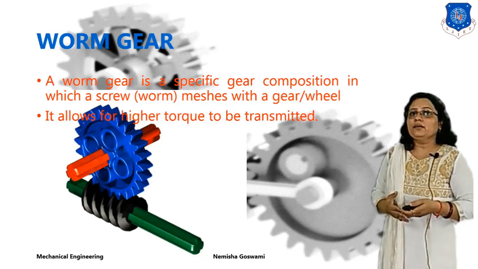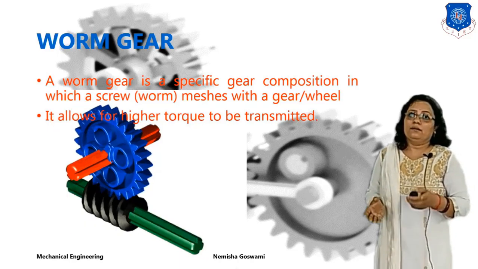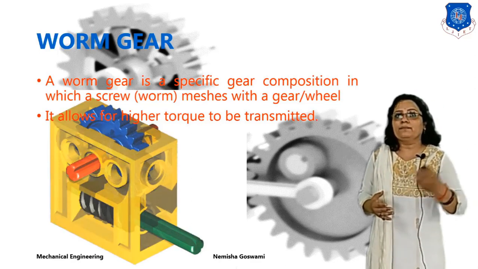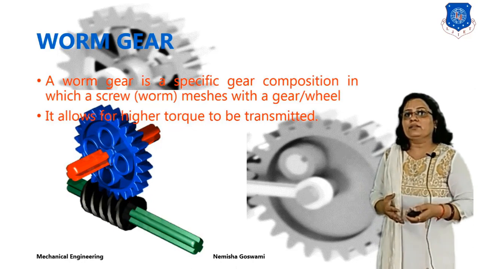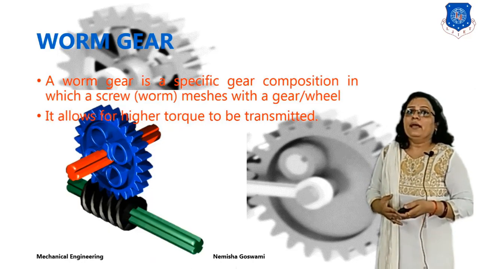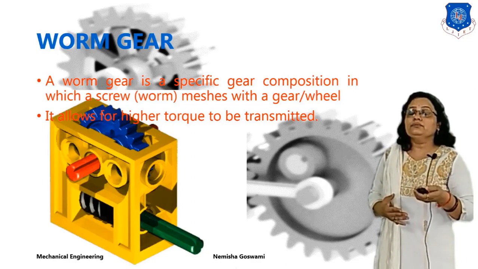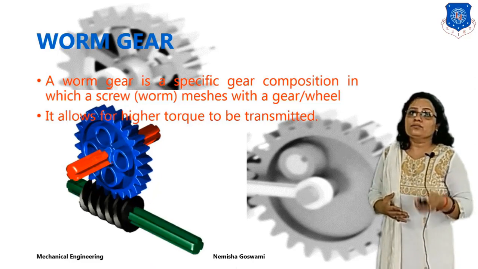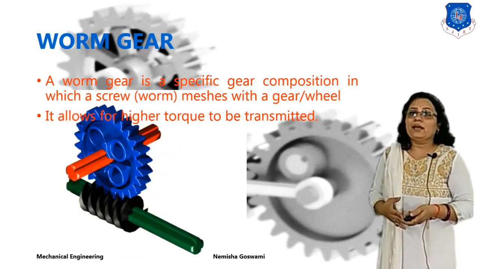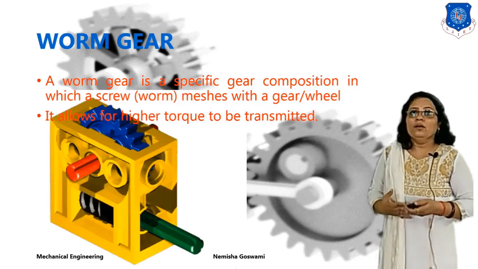So these are basically used in material handling systems, or to move a very heavy load from one place to another place. So these are having application in material handling systems, and they are also having a large contact area. Due to that, they also have higher torque transmission capacity, and the speed reduction ratio is very, very high in the case of your worm gear.